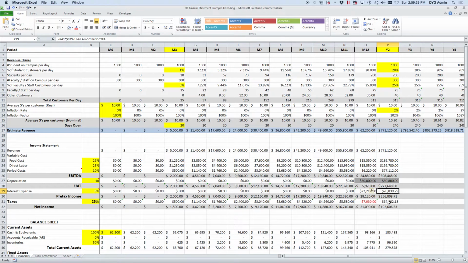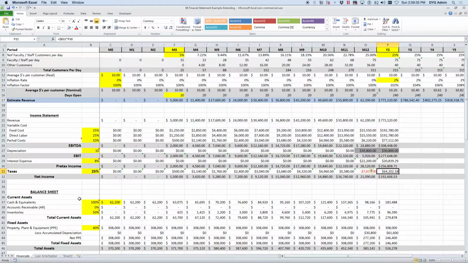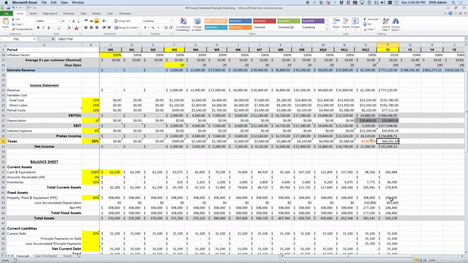The taxes, same sort of thing, that's just a calculation from previously.